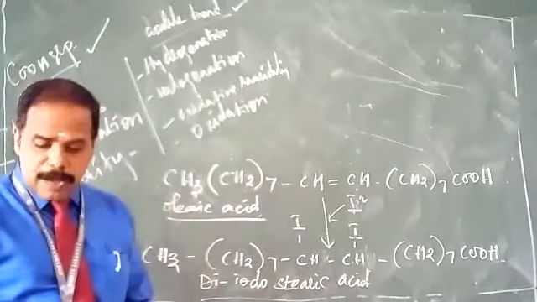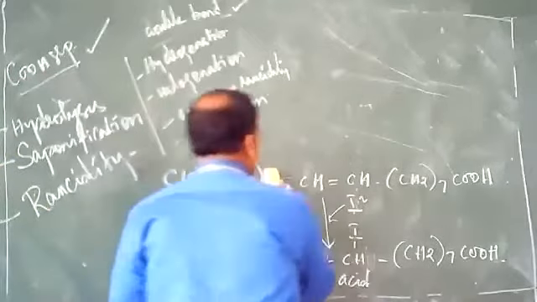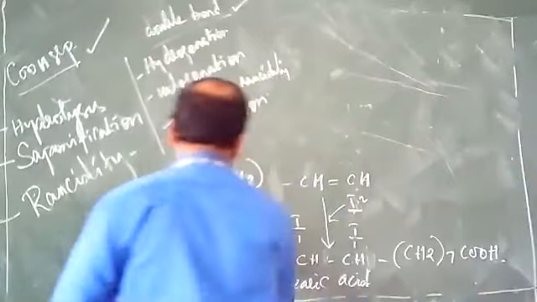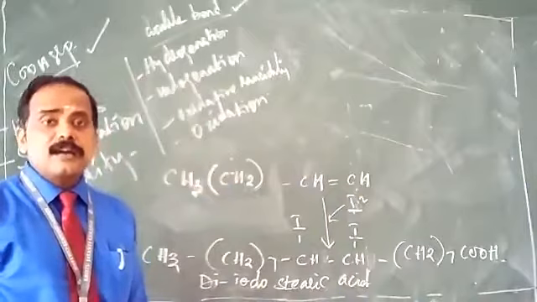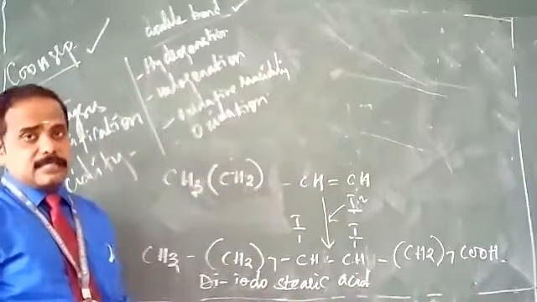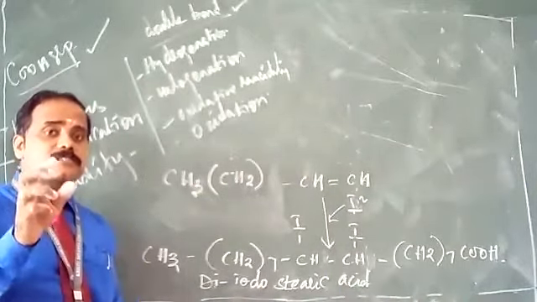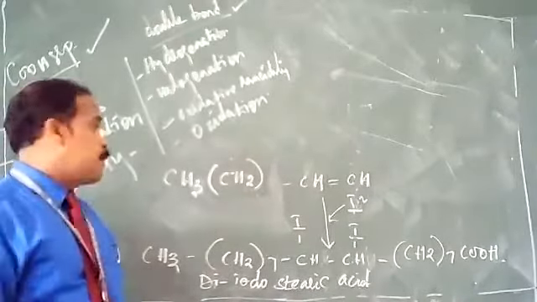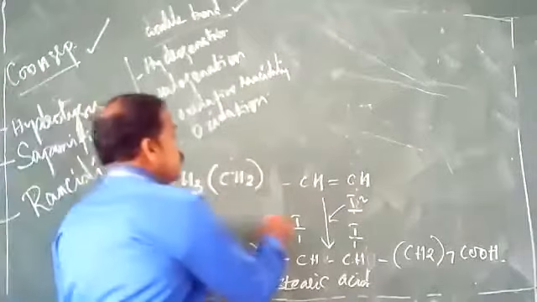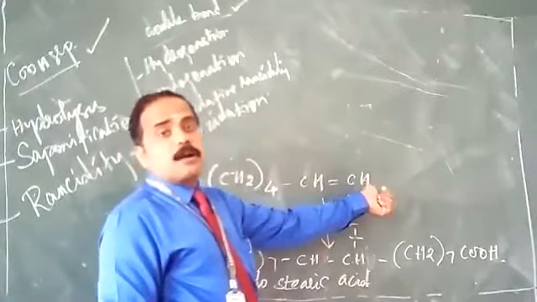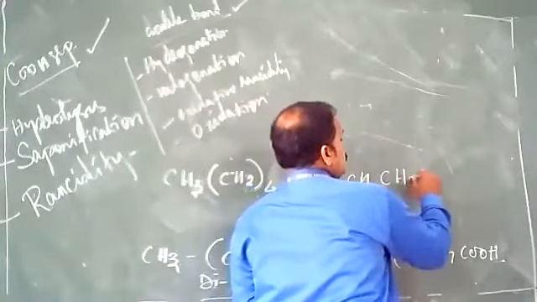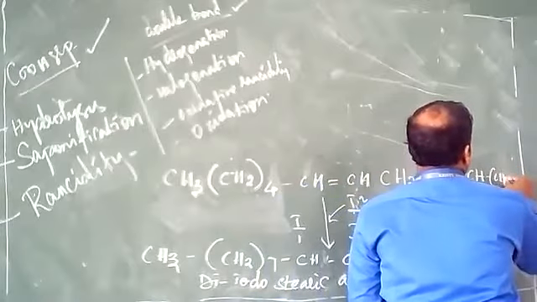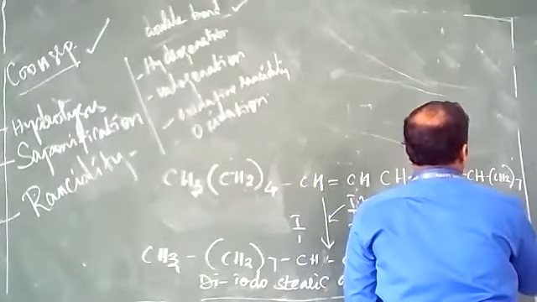Now I'm writing the structure of linoleic acid. Just listen to the structure of linoleic acid. Linoleic acid is a polyunsaturated fatty acid. Polyunsaturated means it contains more than 1 double bond. So CH3, CH2, CH double bond CH, CH2, then again CH double bond CH, CH2, 7, COOH.